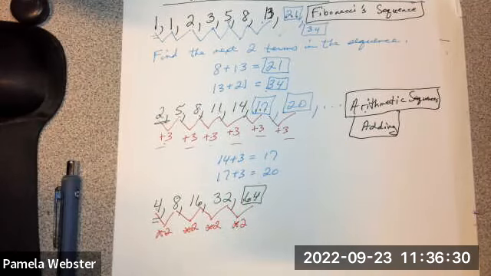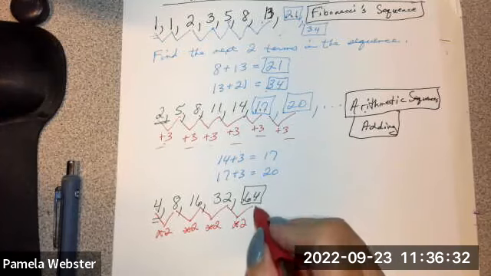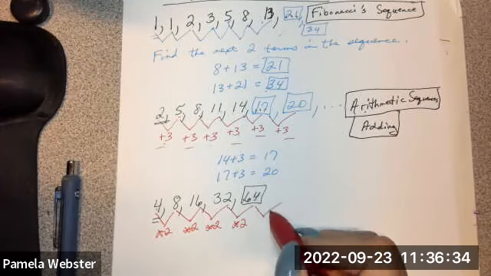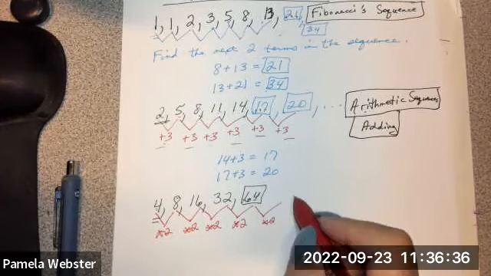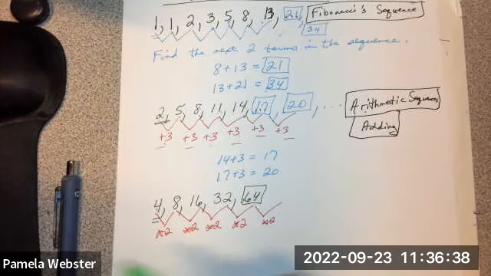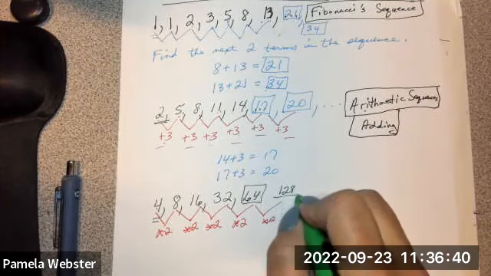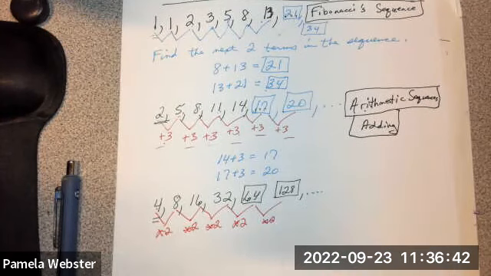32 times 2 is 64. I'm hearing you say in my head. I know I have a lot of voices in my head. So 64 times 2 would be 128. Okay. And then the pattern continues and goes on, right?